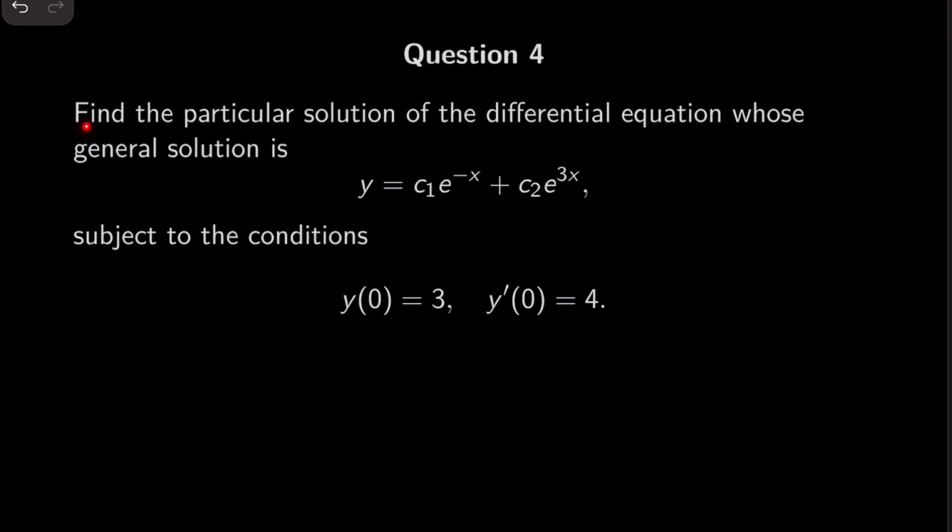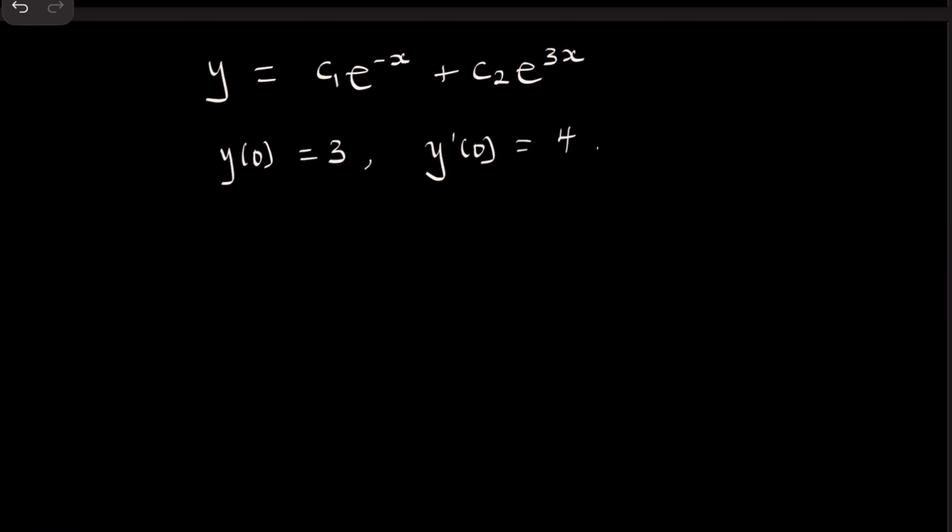With example 4, we have to find the particular solution of the differential equation whose general solution is y is equal to C1 e exponent x plus C2 e exponent 3x, subject to the condition y of 0 is equal to 3 and y prime of 0 is equal to 4. As we did in our previous example, since we have y prime in the subsidiary conditions, we have to differentiate y in order to get y prime. So let's differentiate y. So y prime will be giving us minus C1 e exponent minus x plus 3 C2 e exponent 3x.